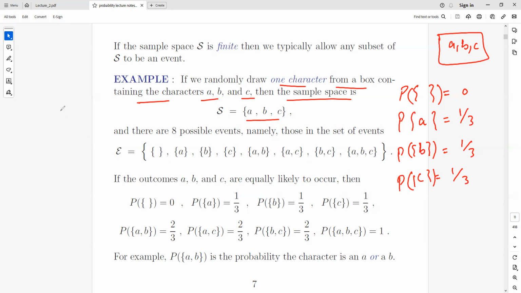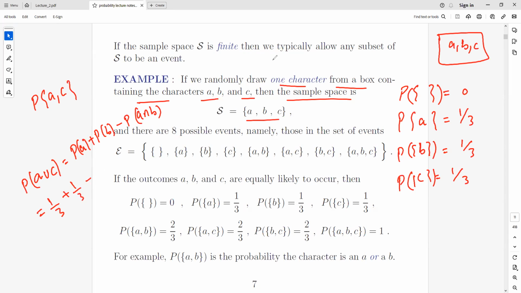Now, if we are randomly drawing one character from a box, what is the probability that we get A or C? The probability of A or C means we are going to find the probability of A union C. So it's the probability of A plus the probability of C minus the probability of A intersection C. Since the probability of A is 1/3 plus the probability of C is 1/3 minus the intersection, and since we are drawing only one alphabet, they cannot occur two at a time. This means they are mutually exclusive.